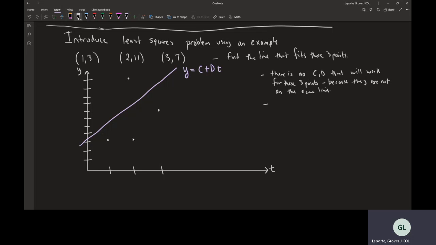What we can say though is we want to find the best c and d that make the error as small as possible.